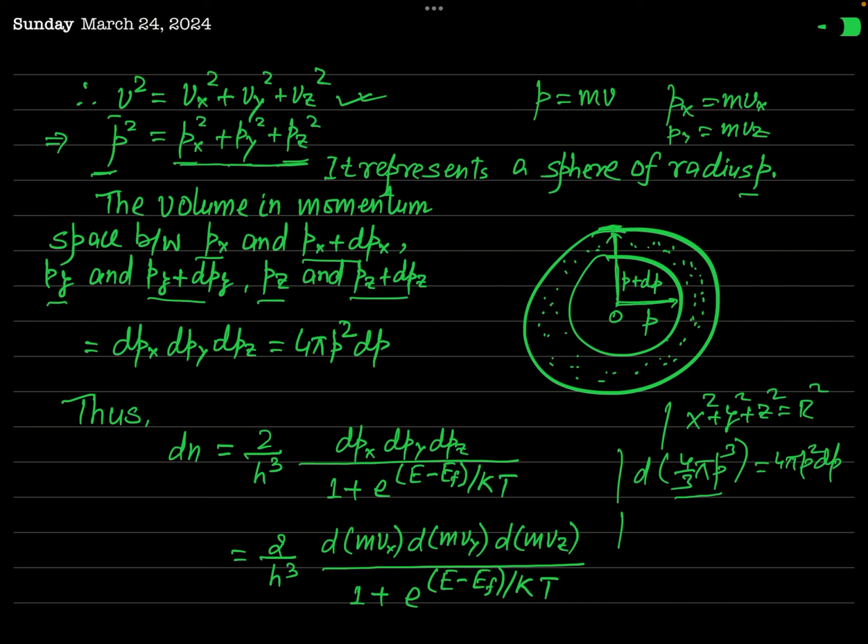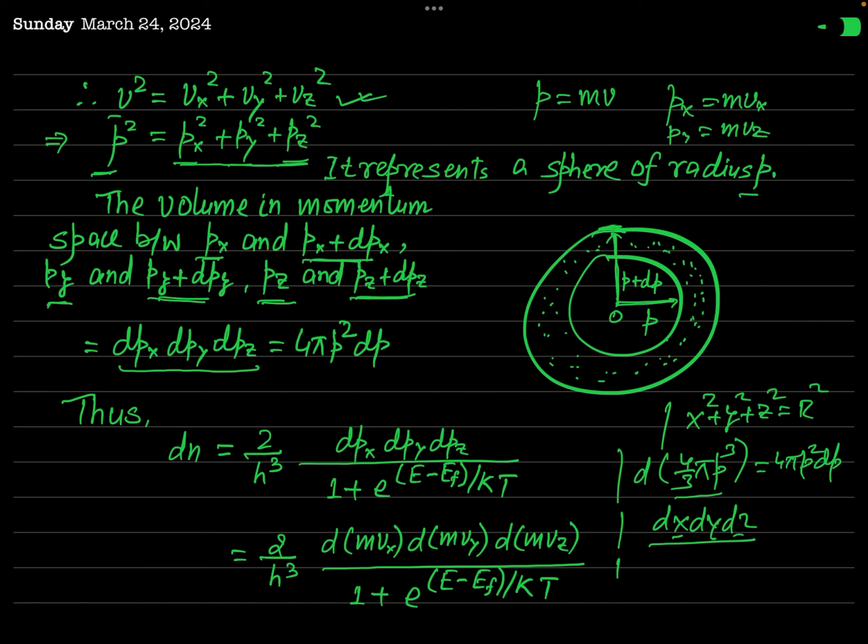So in terms of components, the volume in momentum space between px and px plus dpx, py and py plus dpy, pz and pz plus dpz will be equal to dpx into dpy into dpz, just as in Cartesian coordinates the volume element is dx into dy into dz. This is the volume element in position space, and here we are talking about the volume element in momentum space, so in place of position coordinates there are momentum coordinates.